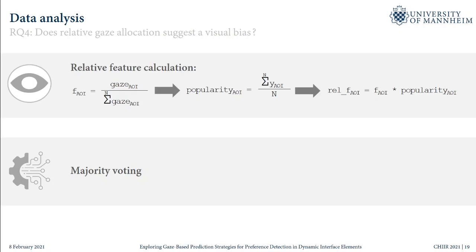We therefore calculated the relative gaze features, which take into account the gaze distribution and true preferences from the entire sample. So if an element receives a lot of gaze points, but most participants don't report it as their preferred element, it has a lower weight. This now allows us to determine when an element attracted a lot of attention only because of salient aspects and not because the viewer prefers it.